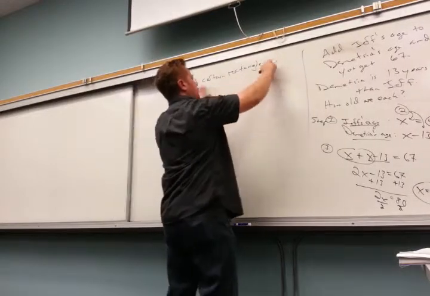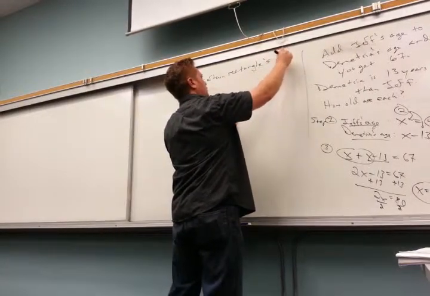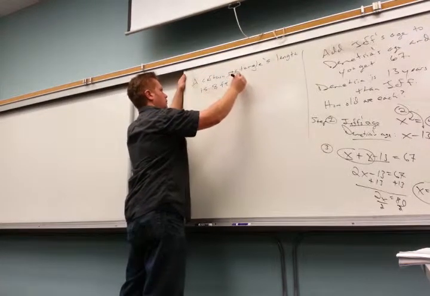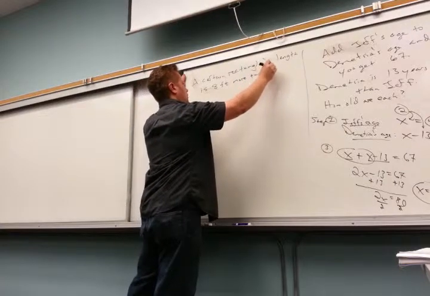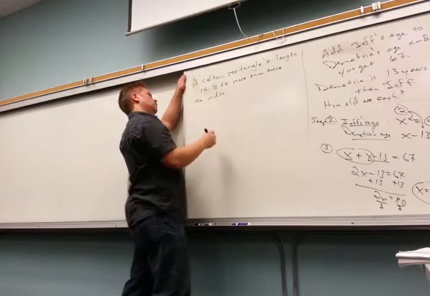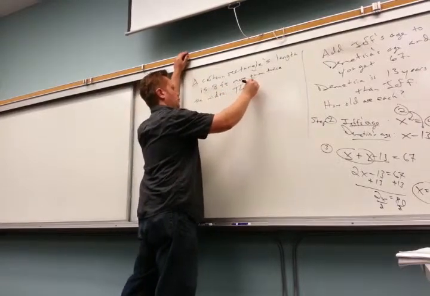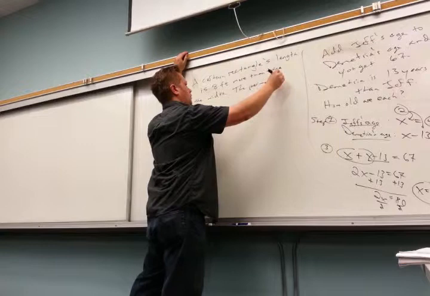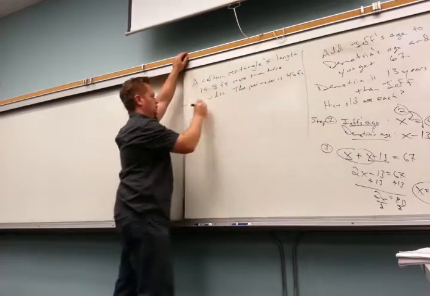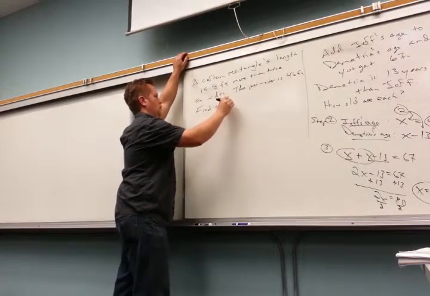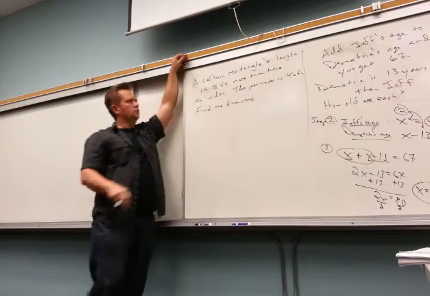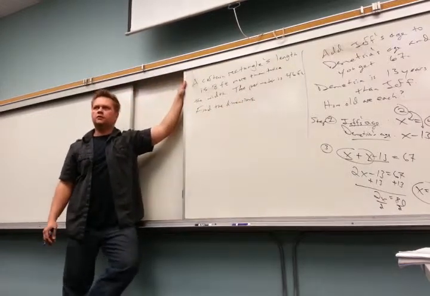Certain rectangle's length is 8 feet more than twice the width. The perimeter is 46. Find the dimensions. Make sure I did that right in my head. Yes.